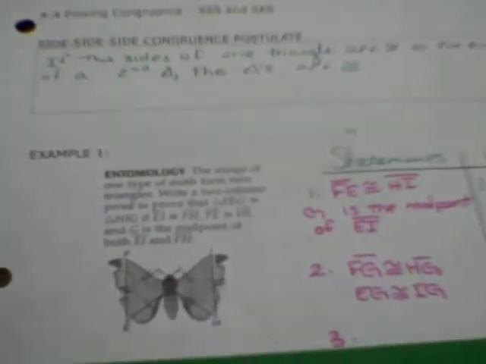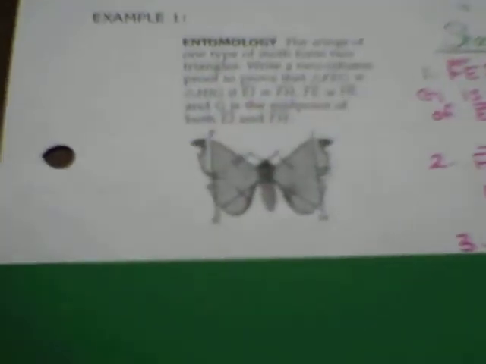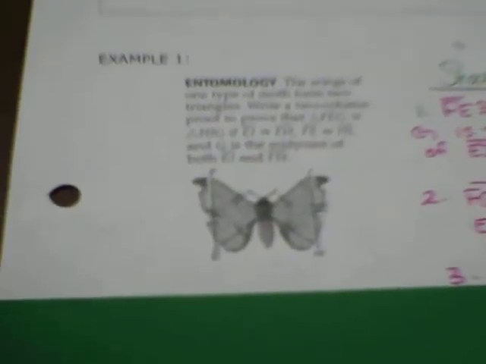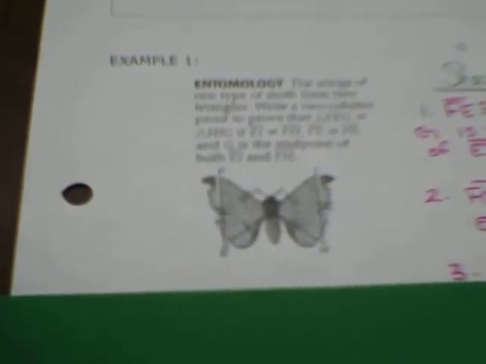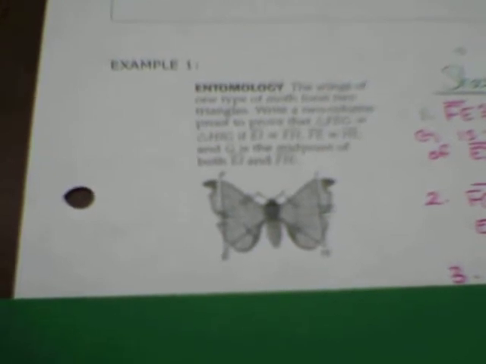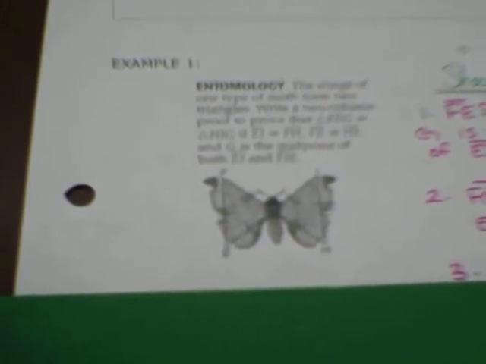So our first one, we have a butterfly, and it says, the wings of one type of moth form two triangles. Write a two-column proof. Prove that these two triangles, the two wings, are identical. So they give us some information. They say that EI is congruent to FH, FE is congruent to HI, and G is the midpoint of both EI and FH.